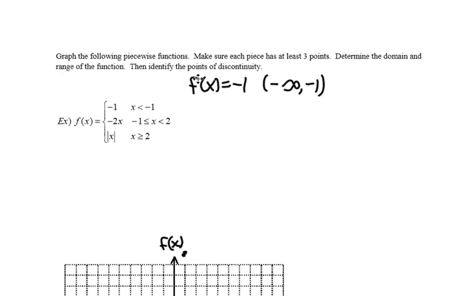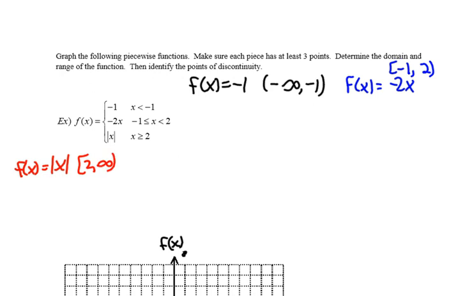Second one I'm going to do in blue is f of x is equal to -2x. Its domain, I'm going to write above, is from -1, I can include, to 2, which I cannot. And the third one I'll do in red is f of x equal to x. And notice that domain, that's from 2, which I can include, to infinity. Now, I want to pick 3 points for it, but I have to be careful about the domain restrictions for every piece of this piecewise defined function.